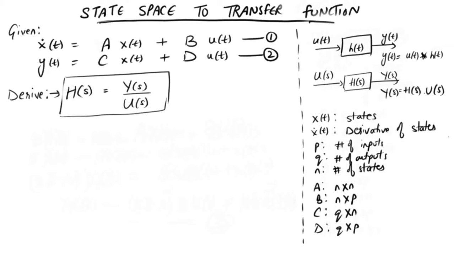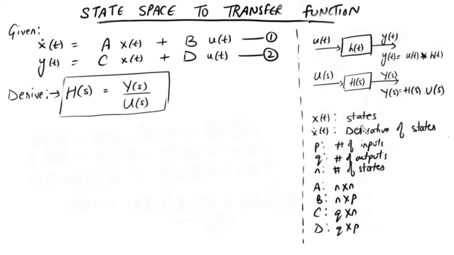Hello, in this video let's learn to derive a transfer function from a set of state space equations. Equation 1 and equation 2 together are called state space equations. The transfer function is basically the ratio of output to input. Before proceeding further, let's take a quick look at the variables we have here.